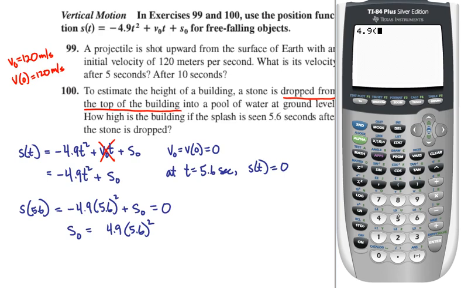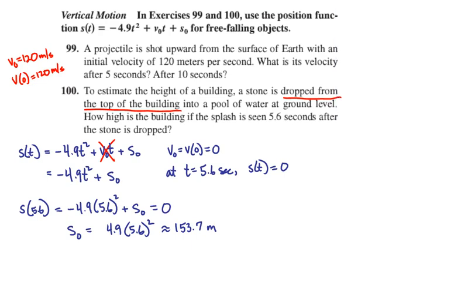4.9 times 5.6 close parentheses to the second power, and that tells us that the height of the building is roughly 153.6 meters tall, or 0.7 meters tall if we round. So that tells us that the height of the building that we dropped the ball, sorry, that's not 153.6, it's 153.7, which tells us the height, and I'll close down the calculator. It tells us that the height of the building would have to be 153.7 meters in that case.